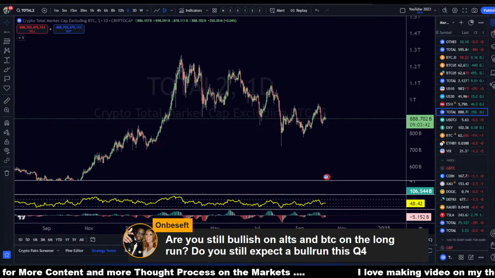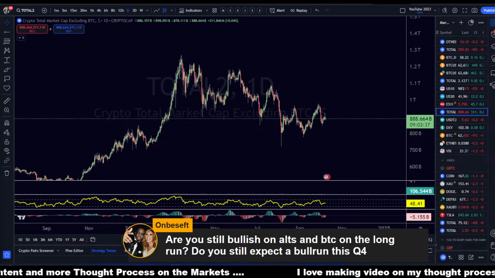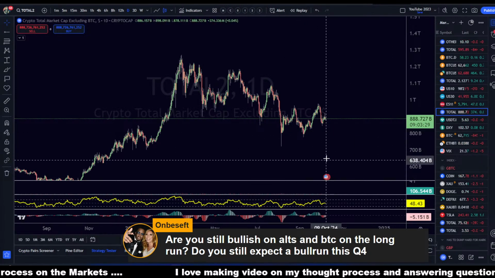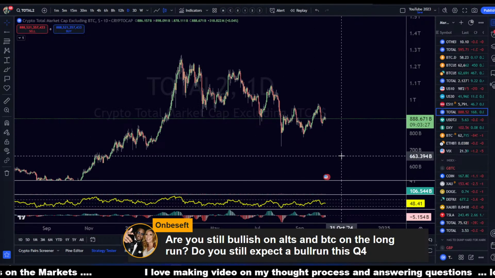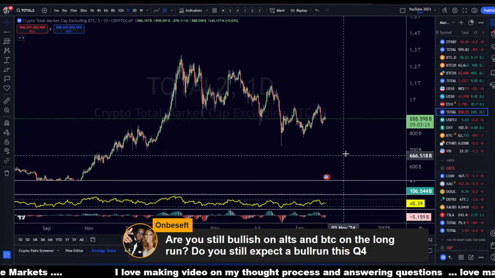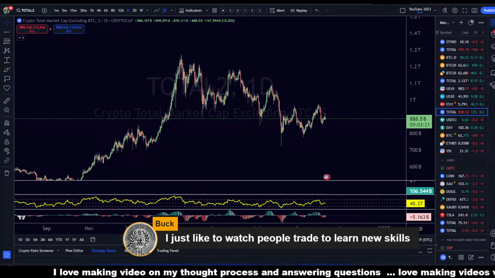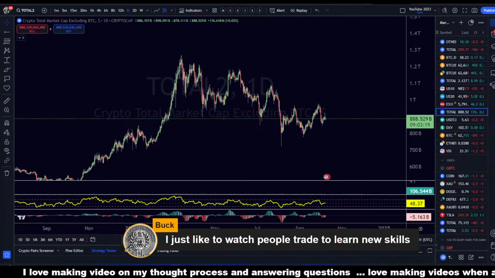Obi-Wan says, are you still bullish on alts and Bitcoin in the long term? Oh yeah, definitely. This is going to make us money. It's going to be life changing. Life changing money is coming. We just need price to come down. We need it to come down for it to go up. The Buck says, I just like to watch people trade and learn new skills. I'm the same way, Buck. I tell it to everybody.